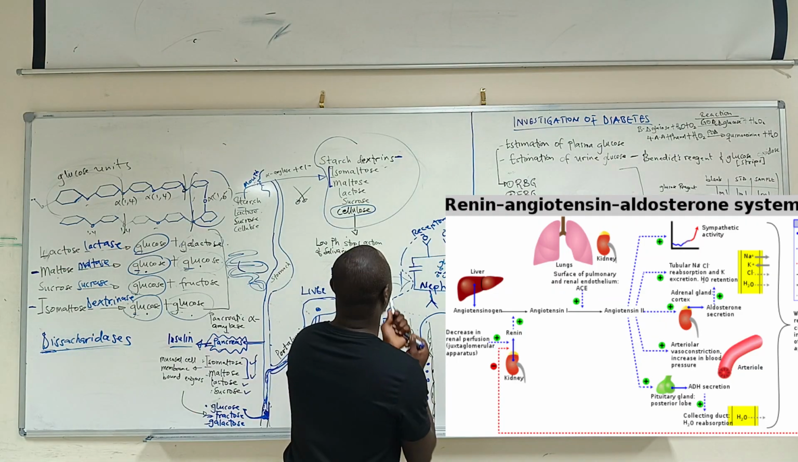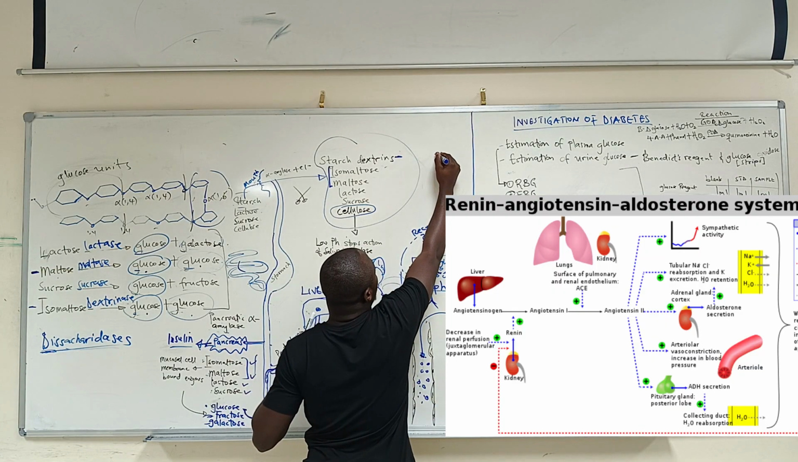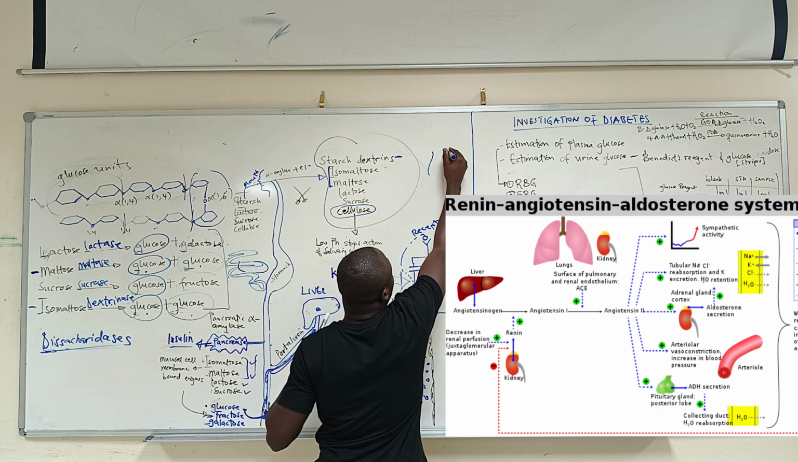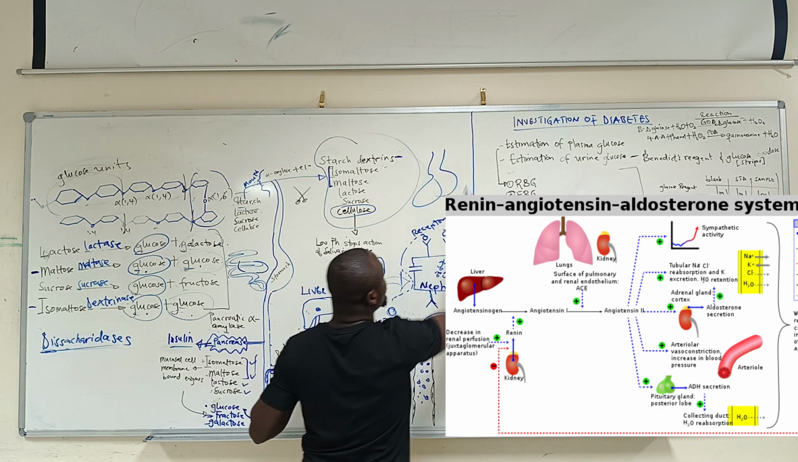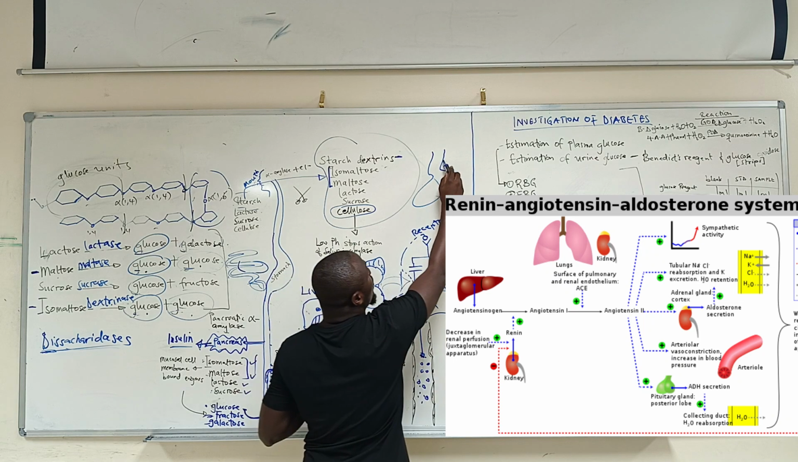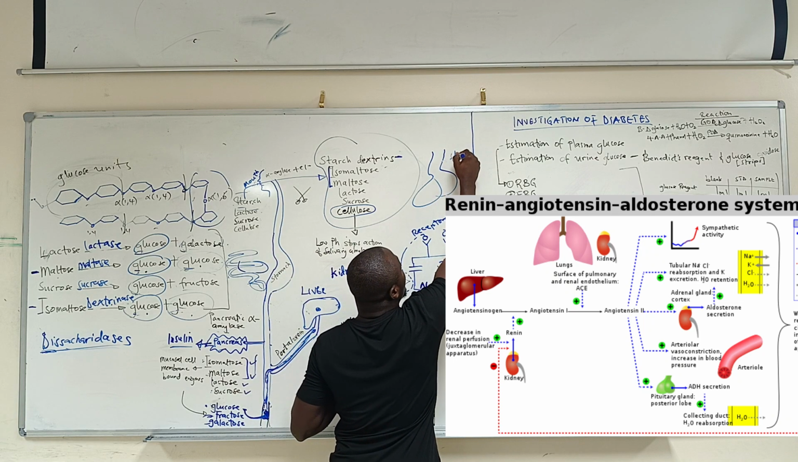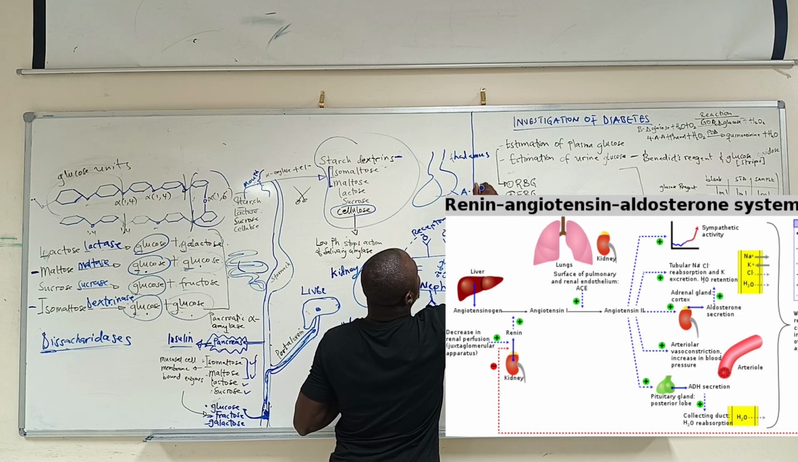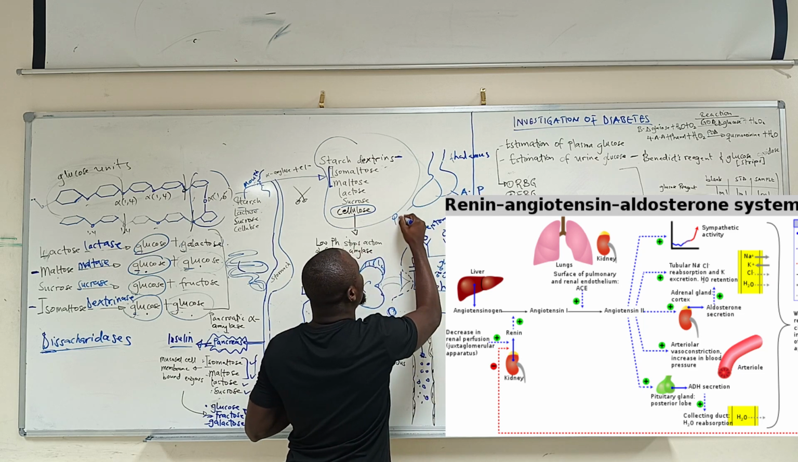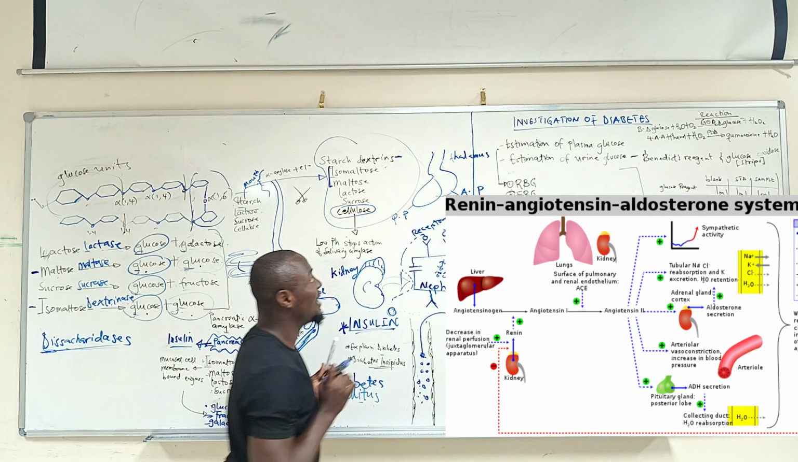Let me draw this thing here for you. So in the brain, you have something like this. Okay, we have something like this. This place is called the what? The thalamus. This is the what? The anterior pituitary gland, and this is the what? The posterior pituitary gland.